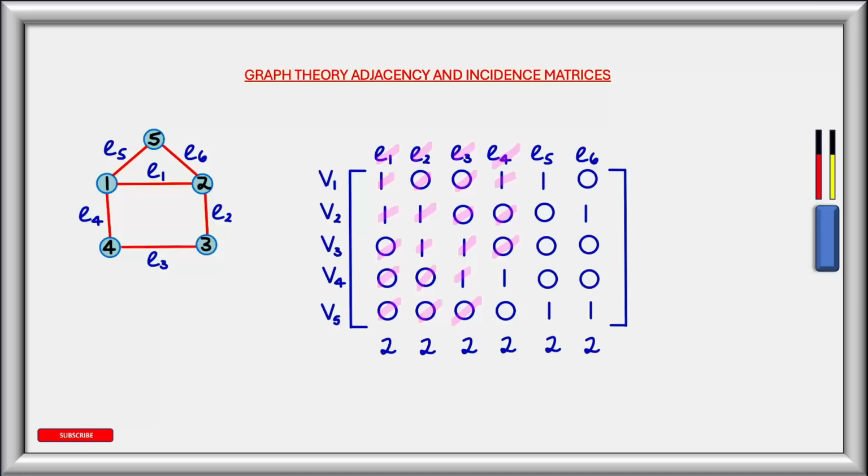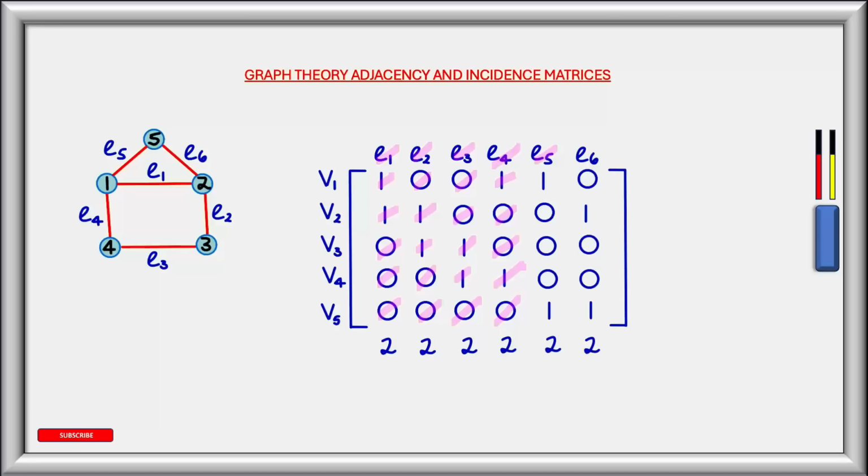So we place a 0 in row 2, column 4 and row 3, column 4. Edge 4 is connected to vertex 4. So we place a 1 in row 4, column 4. And edge 4 is not connected to vertex 5. So we place a 0 in row 5, column 4.